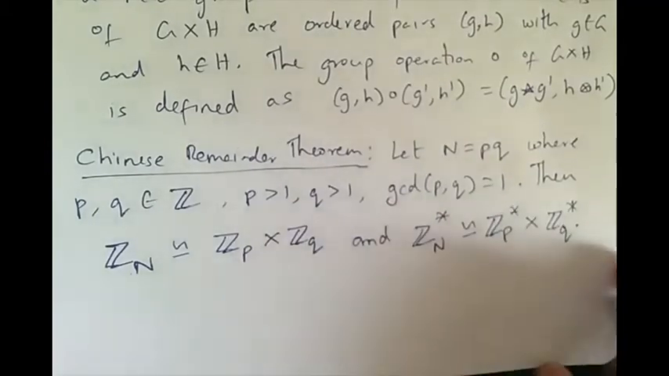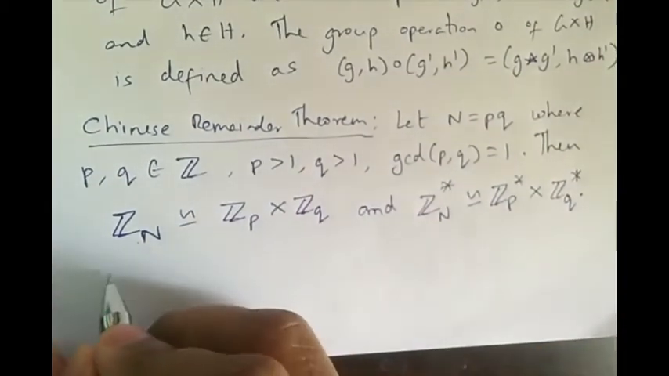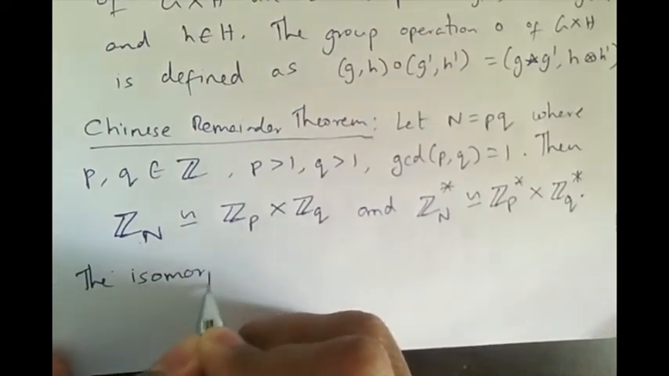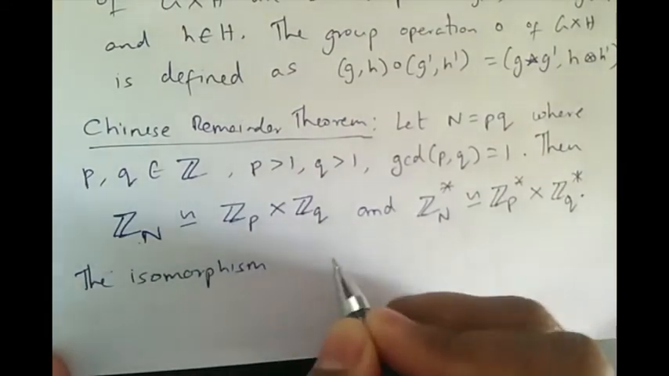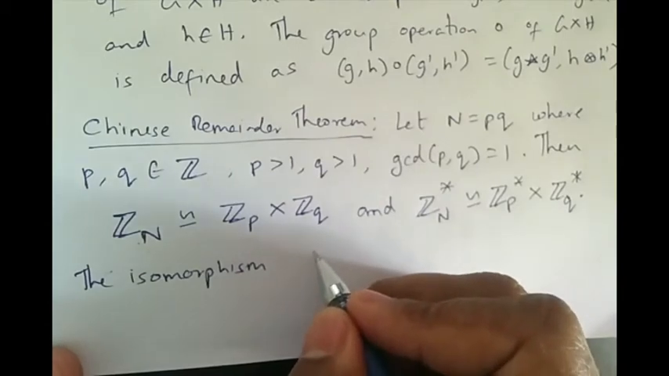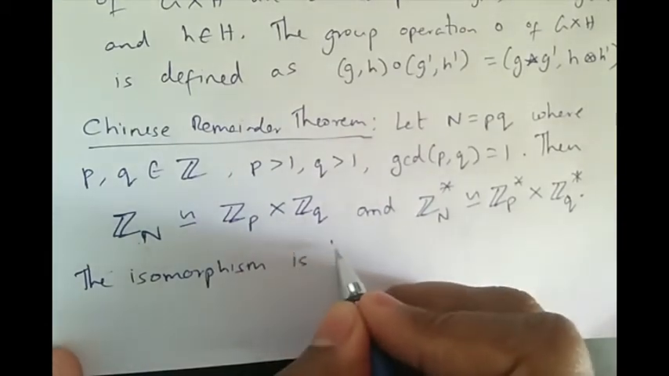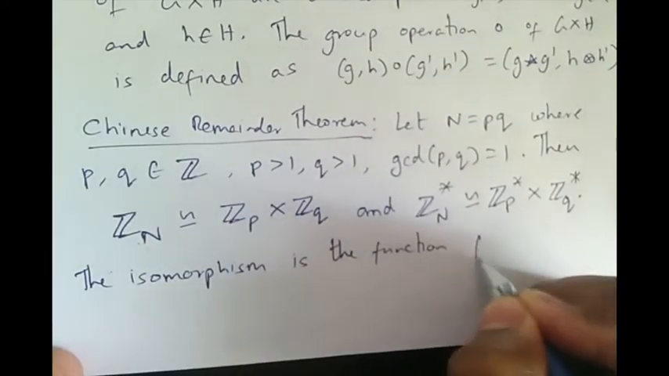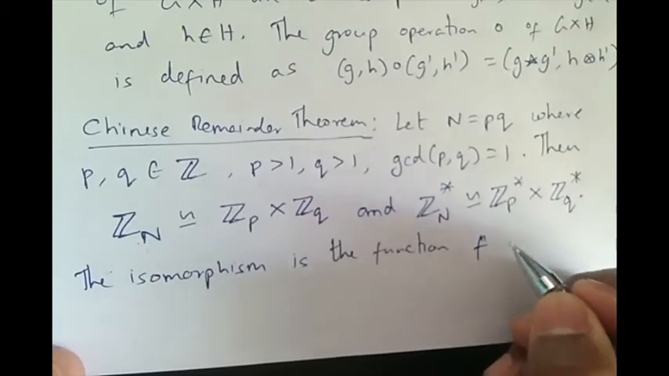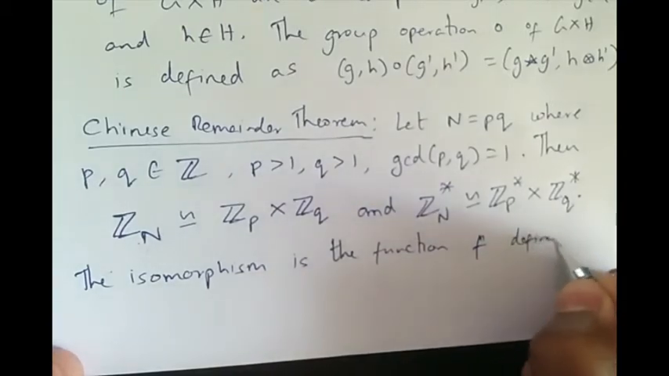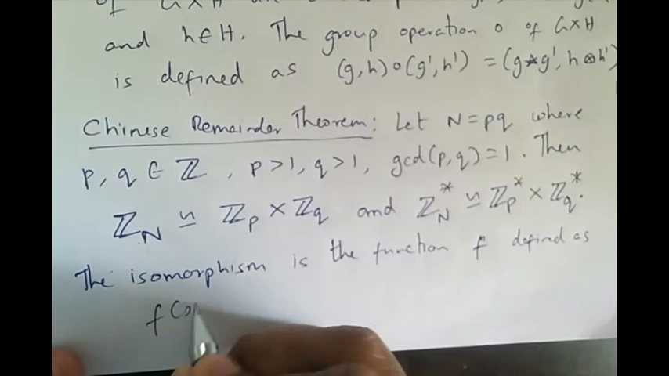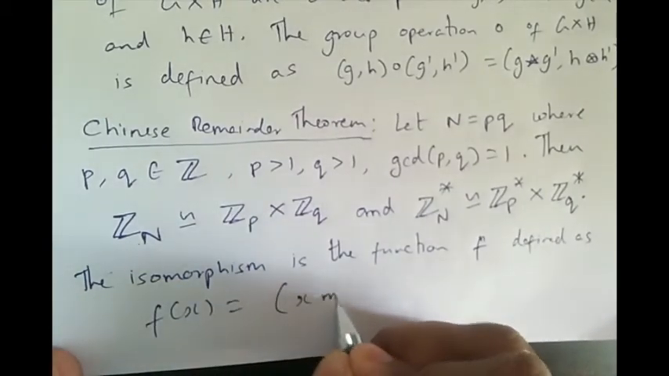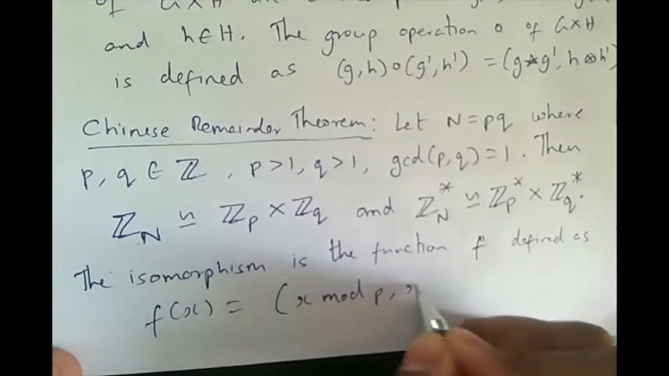the isomorphism, for both of these, is given by the function f defined as f of x equals (x mod p, x mod q).